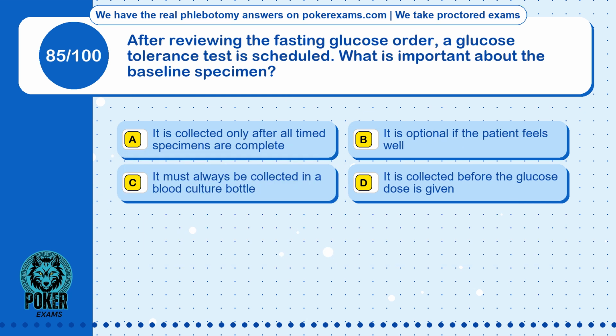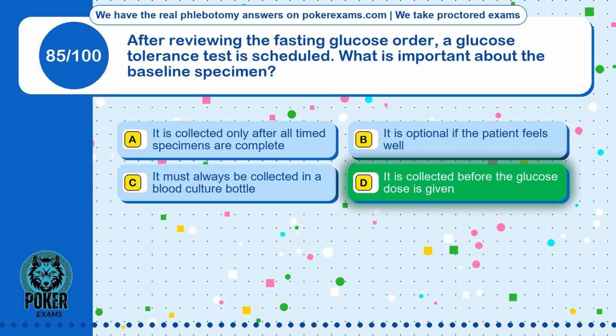Question 85. After reviewing the fasting glucose order, a glucose tolerance test is scheduled. What is important about the baseline specimen? Option A. It is collected only after all timed specimens are complete. Option B. It is optional if the patient feels well. Option C. It must always be collected in a blood culture bottle. Option D. It is collected before the glucose dose is given.